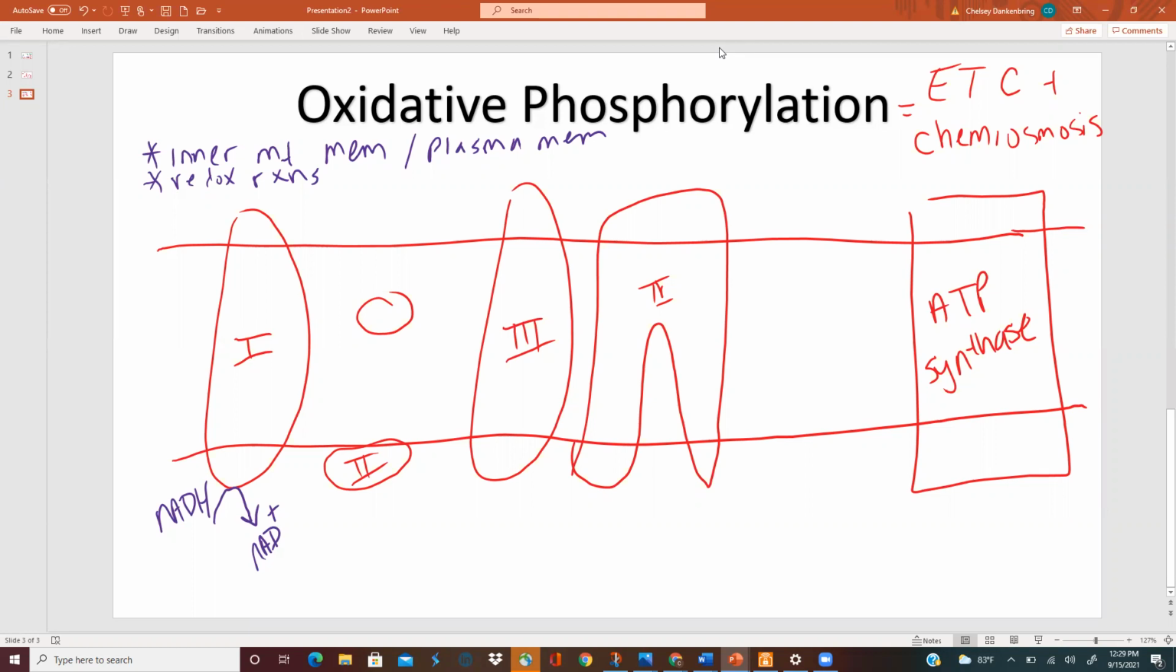So NADH passes those 2 electrons to protein complex 1. Protein complex 1 accepts them, so it's become reduced. And then it's going to pass them on to this second molecule here. And so now complex 1 has lost them, so it's become oxidized. The second complex here has gained them, so it's become reduced. Then it's going to give the electrons to complex 3, who gives them to complex 4.